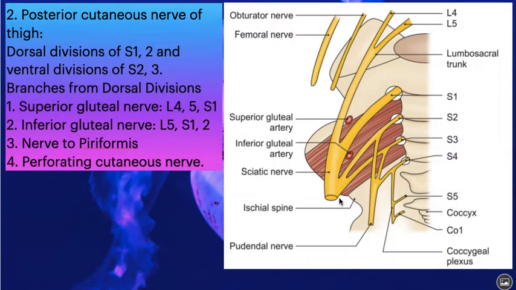The posterior cutaneous nerve of the thigh arises from the dorsal division of S1, S2, and the ventral division of S2, S3. Branches of the dorsal division are the superior gluteal nerve, the inferior gluteal nerve, the nerve to piriformis, and perforating cutaneous nerves.